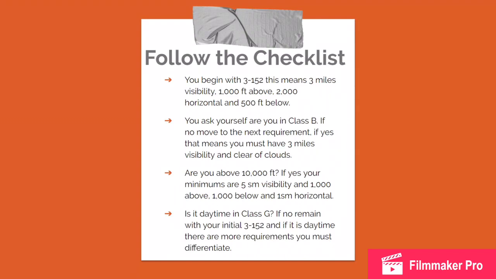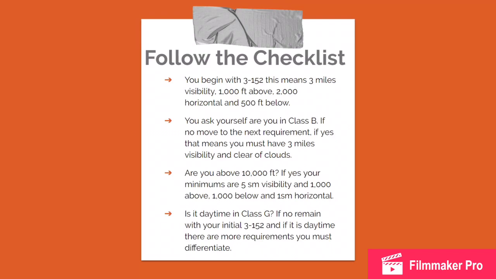So you begin with 3152. This is just a reminder of 3 miles visibility, 1,000 feet above, 2,000 horizontal, and 500 feet below, the clearance that you need to be from a cloud. You ask yourself, are you in class Bravo? So this is your next step down. If no, you get to move on to the next requirement, but if yes, you're going to just stop there, and that means you have 3 miles visibility and clear of clouds. Those are your requirements, and you're done with the checklist.